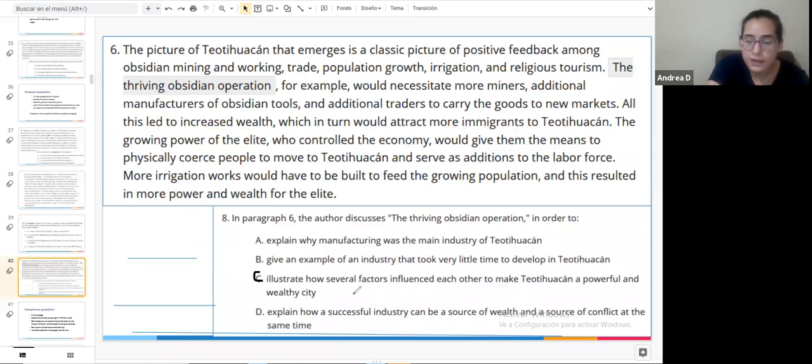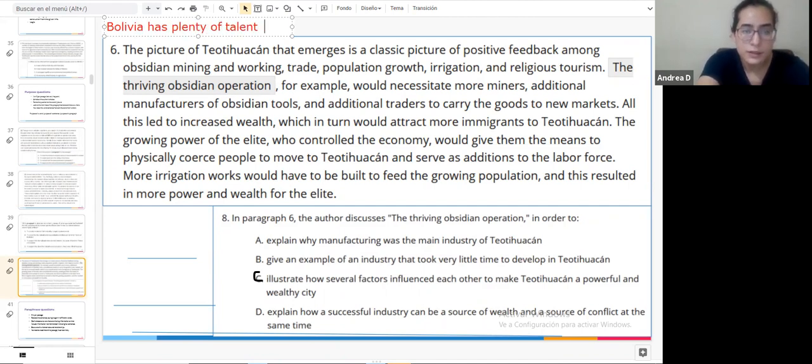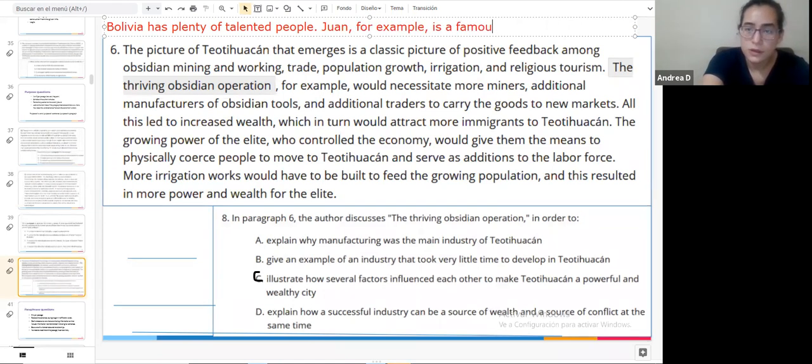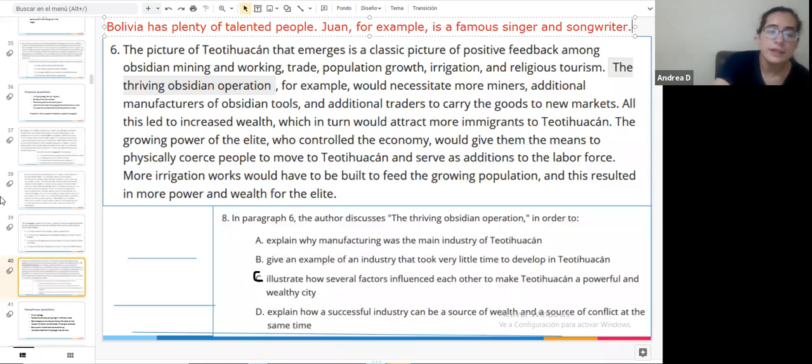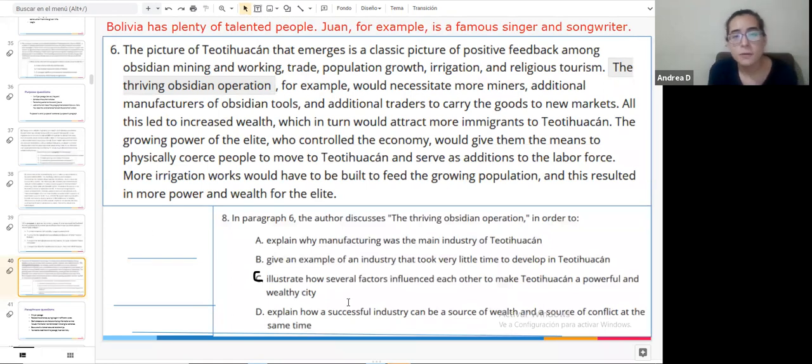Because think of this sentence. If I say something like, I'm gonna write it down here, Bolivia has plenty of talented people, and then I say, for example, Juan is a famous singer or songwriter, whatever. Look at that sentence. If I ask you, what's the purpose of mentioning Juan? Then you're gonna tell me it's to exemplify how Bolivia has plenty of talented people, right? Because Juan is an example of that.